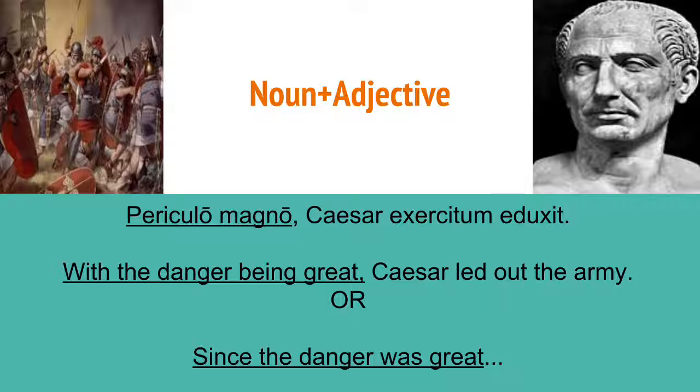The last one is a noun plus an adjective. So the sentence is, periculo magno, Caesar exercitum eduxit. So the ablative absolute is periculo magno. And the noun is periculo, and the adjective is great, which modifies periculo. So it translates as, with the danger being great, or, since the danger was great, Caesar led out the army. So the complete translation is, with the danger being great, Caesar led out the army, or, since the danger was great, Caesar led out the army.